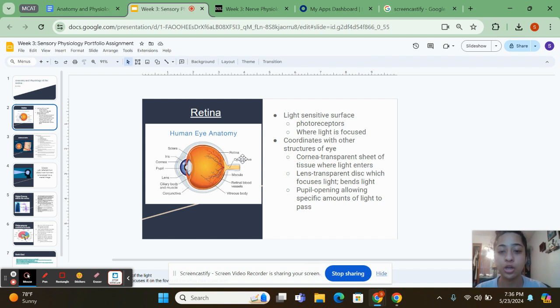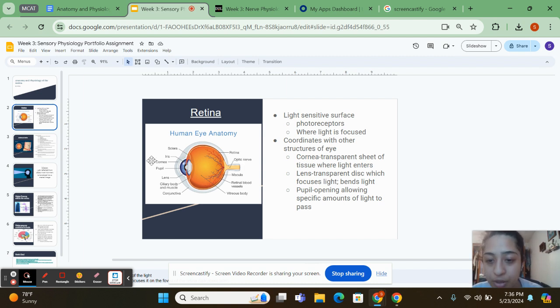Just to talk about the retina itself, the retina is a light sensitive surface where the light gets focused onto, and it will transfer the neural signals into electrical signals. A unique characteristic of it is that it contains photoreceptors, which allow for this to happen. And then it needs to coordinate with other structures of the eye.